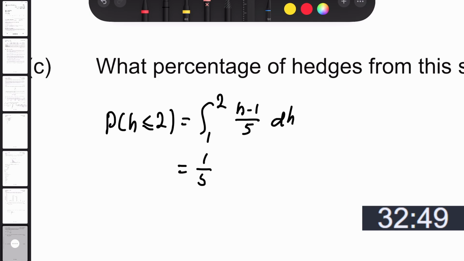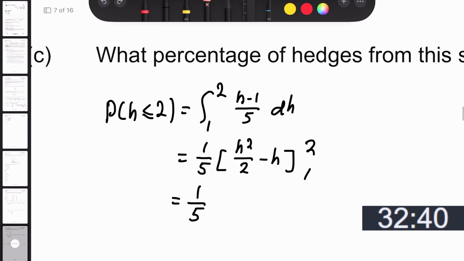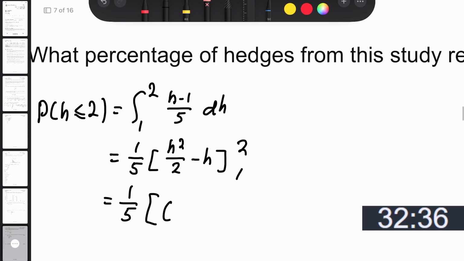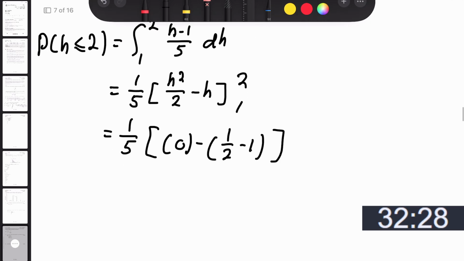So I can write this as a fifth of h squared on 2 minus h from 1 to 2. So this is going to be a fifth of, let's see, we have 4 on 2 minus 2, it's going to be 0, minus 1 on 2 minus 1. So that's going to be negative a half, but minus that's going to be a half, so 1 on 10.